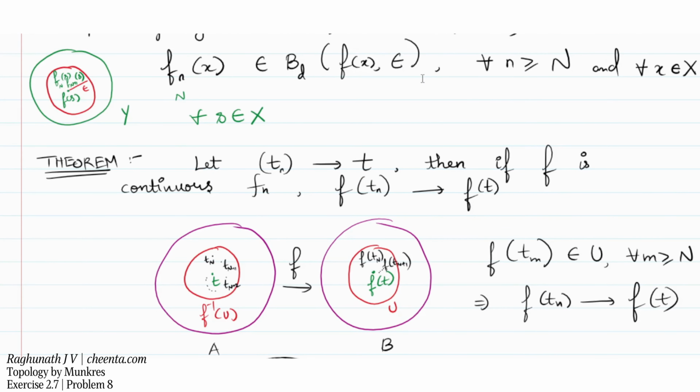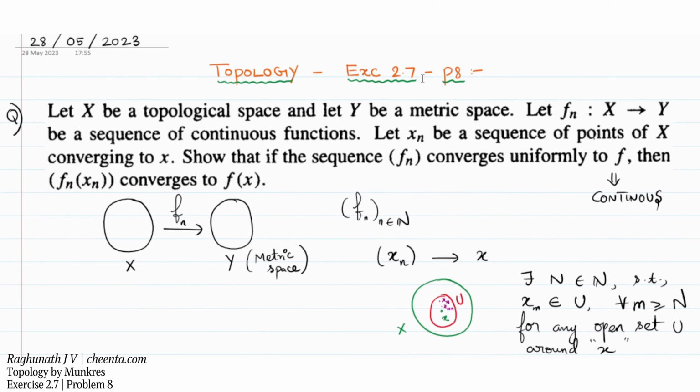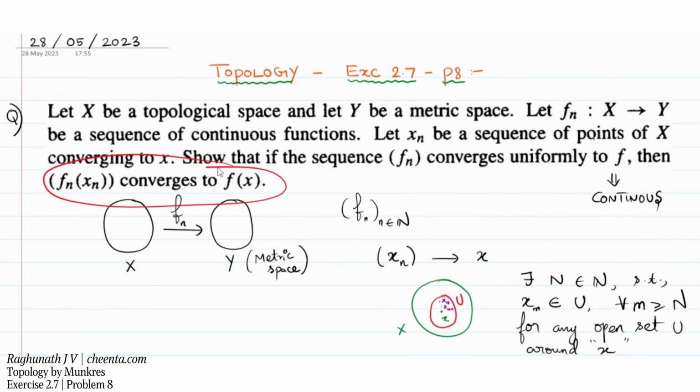Now this lets us think: is the converse of the statement true? That is, if fn of xn converges to f of x, or fn of x converges to f of x, is it true that fn converges uniformly to f? Is that true?